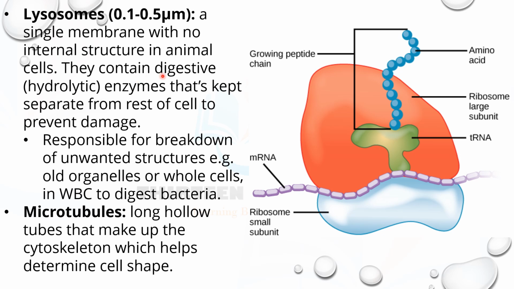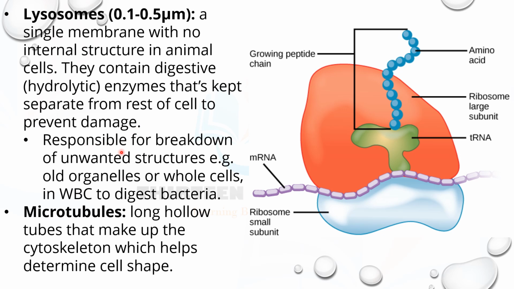For example, they contain protease enzymes, which break what we call peptide bonds in proteins. Then they have nuclease enzymes that break down the phosphodiester bond in nucleic acids. They also have lipase enzymes that break ester bonds in lipids, and they have carbohydrase enzymes which break down glycosidic bonds. Is that okay? These enzymes are kept separate from the cell to prevent damage.